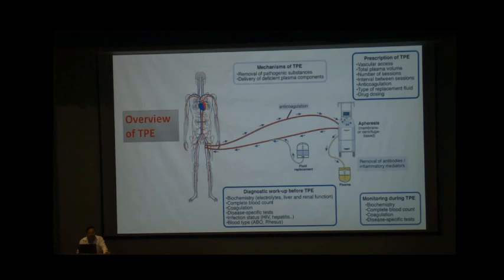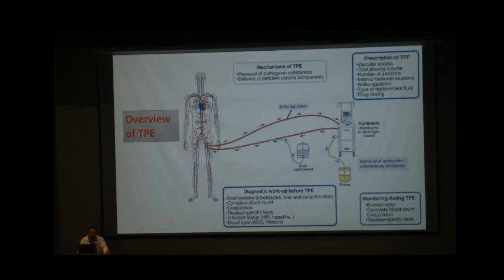So, diagnostic workup before TPE: biochemical tests like ABG, VBG, liver and renal function, complete blood count, especially hemoglobin and hematocrit, coagulation profile of the patient, disease specific tests if required, infection status of the patient, and blood type for giving the replacement fluid. And monitoring during TPE: again we need biochemical investigation, CBC, coagulation profile, and disease specific tests as required.